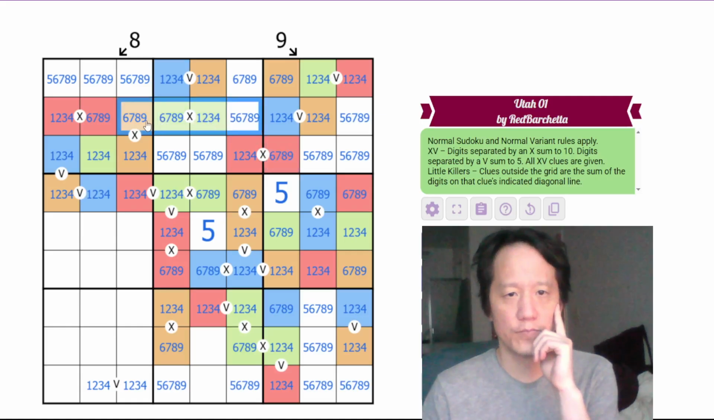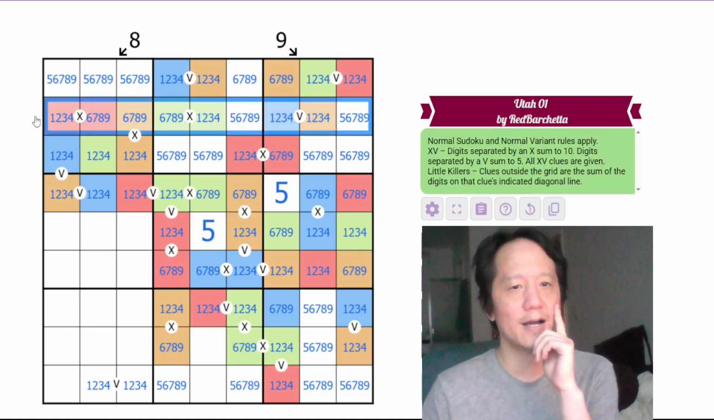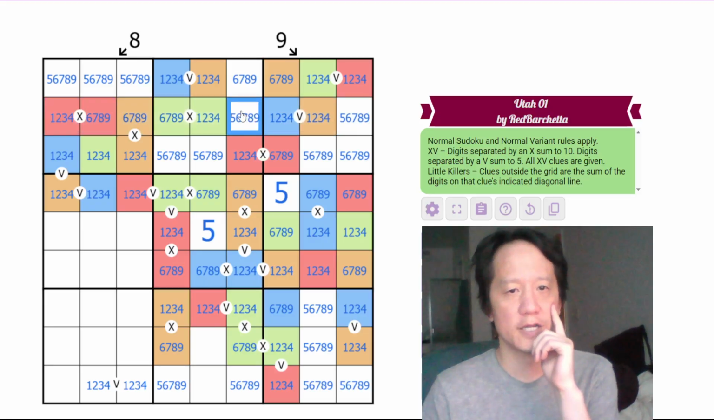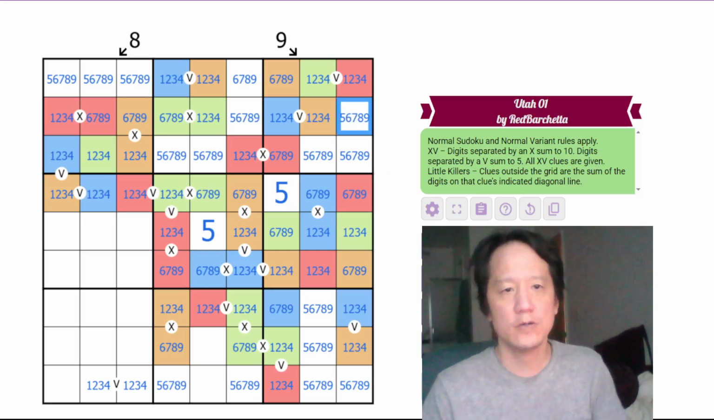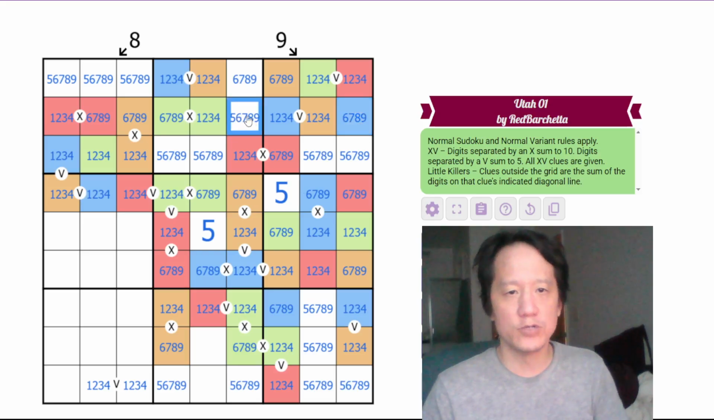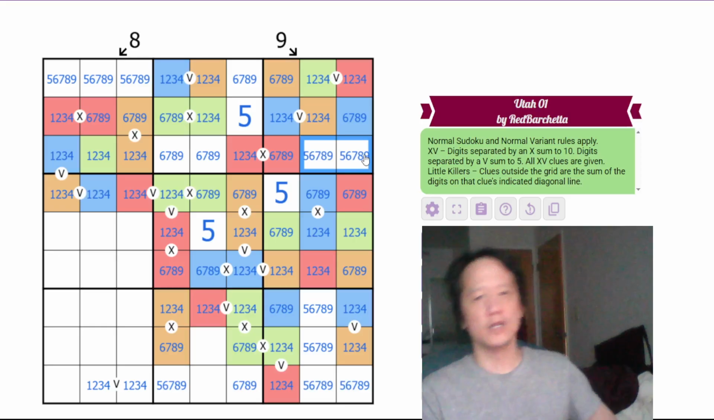Okay. Where is high blue in row 2? Cannot be here because there would have to be an X in between these, so it must be here. So this must be high blue, which forces this to be a 5. So none of these can be 5. This cannot be 5 here. This is high blue. One of these is 5 and the other one's green high.